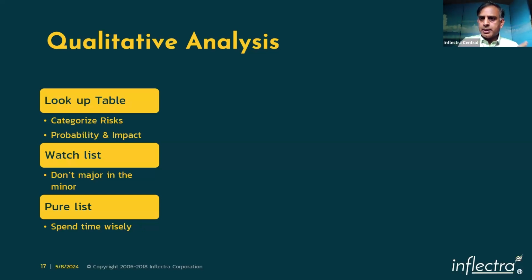And the other one is pure list. Yes, it may be a catastrophic impact, but the probability is so low that you don't want to spend the time. But in between is where you really want to focus your attention. And this is where I come back and say, think of a risk breakdown structure. And these are not terminologies that I'm introducing.